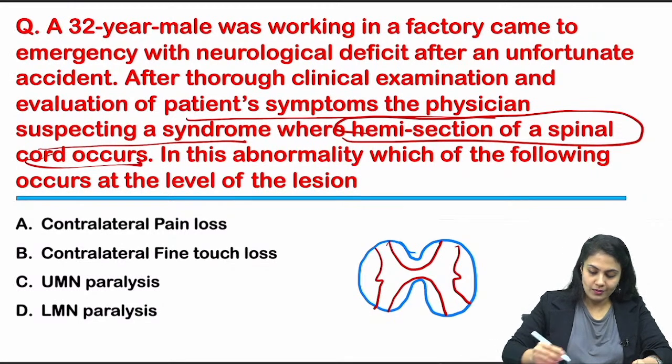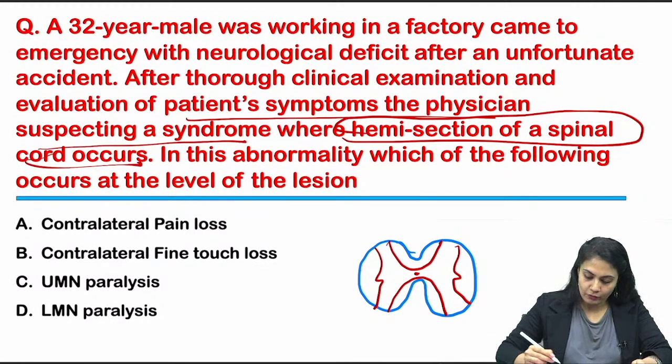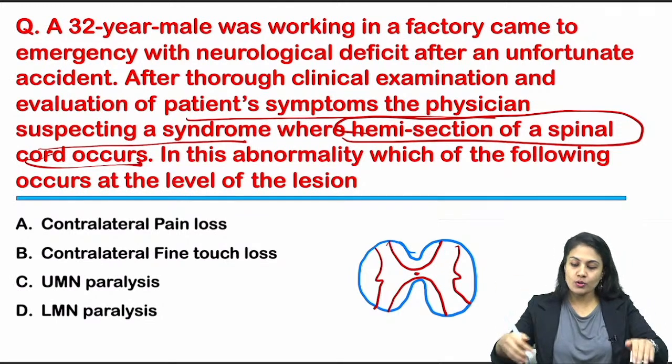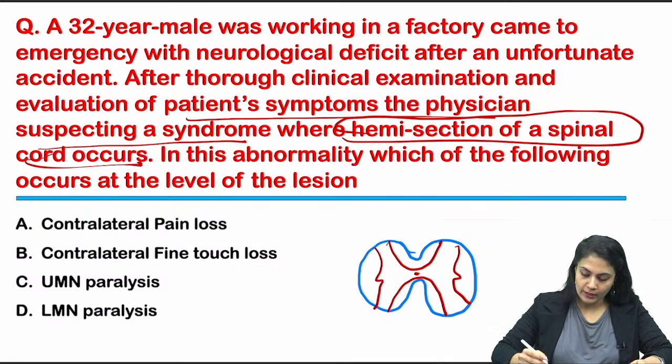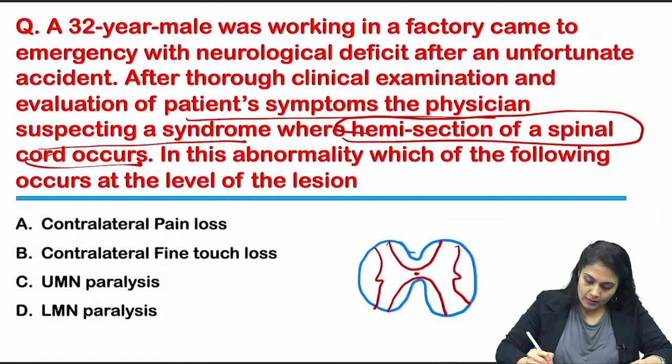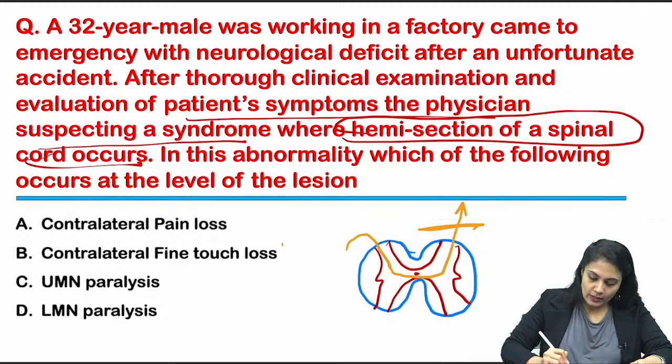Now they know that you know it is the Brown Sequard syndrome. They won't be asking you the name of it, right? Rather, they will be asking about at that level what is going to happen, above that what is happening, below that what is happening. Now understand, if I say at this lesion, hemisection is cutting off half of the spinal cord. Usually what happens, the fibers enter in the spinal cord, especially the lateral, anterolateral tract.